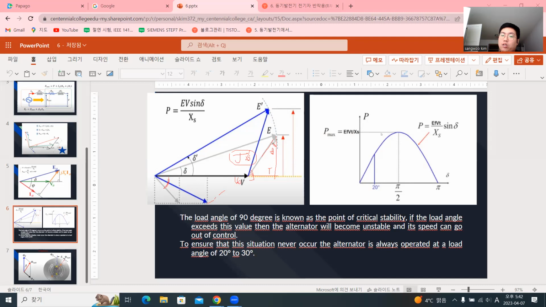So this is a cosine part, which means P. That's why this part is related to the delta. If we increase this angle, the output power is going to become bigger. But we should remember this angle. We cannot go over this.